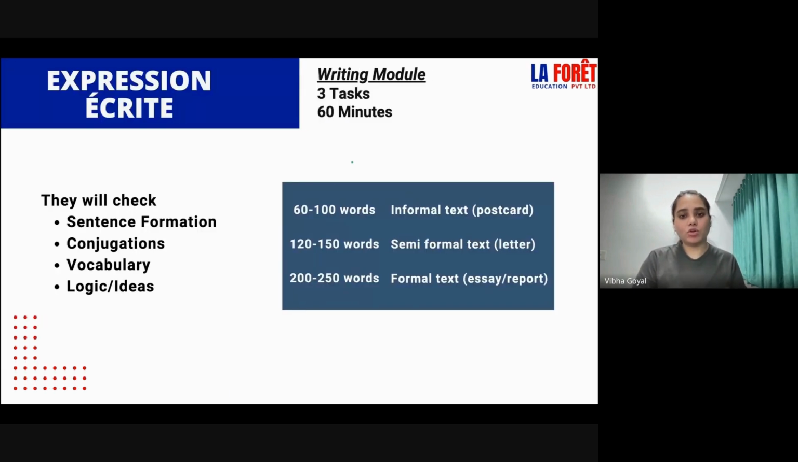Moving on to the writing module, there are 3 tasks. Okay, they will be checking the similar things, but these are better. Okay, why? I'll tell you. Informal text, like the postcard which we learn at A1 level, is one of them, 60 words minimum. Then we have the semi-formal text, like replying to an email. Okay, and the third one is the formal text, which is the classic report or essay.